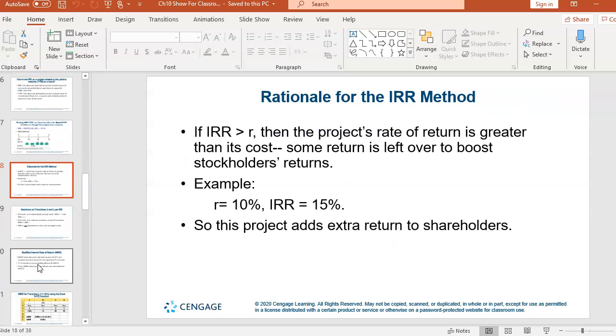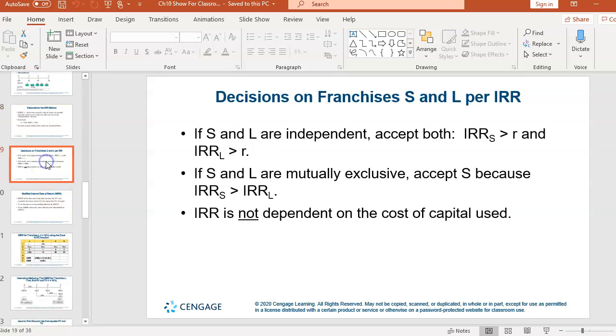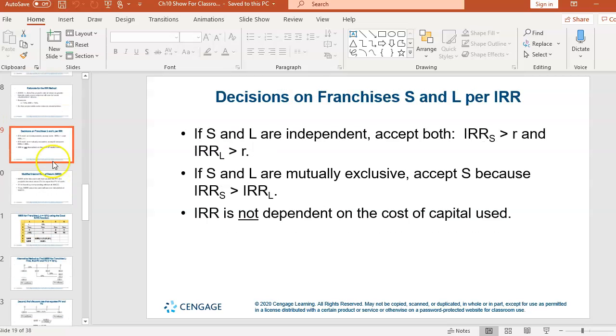So I've already mentioned the rationale. Again, as long as our IRR is above the required cost of capital, we're good to go. We can say yes to the project. Okay. And I've already kind of mentioned this one too.